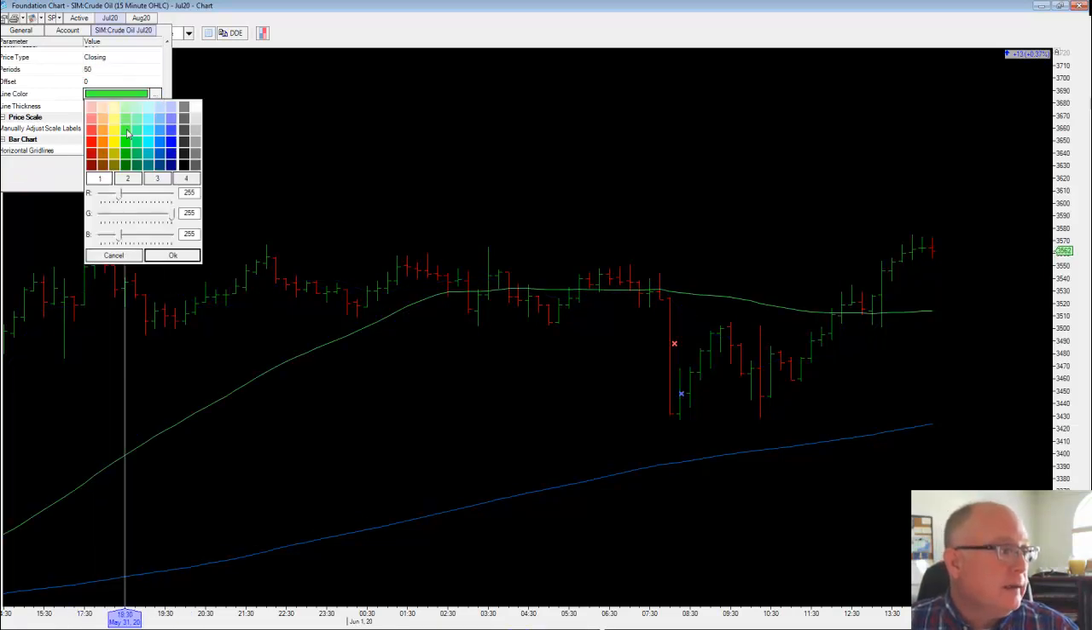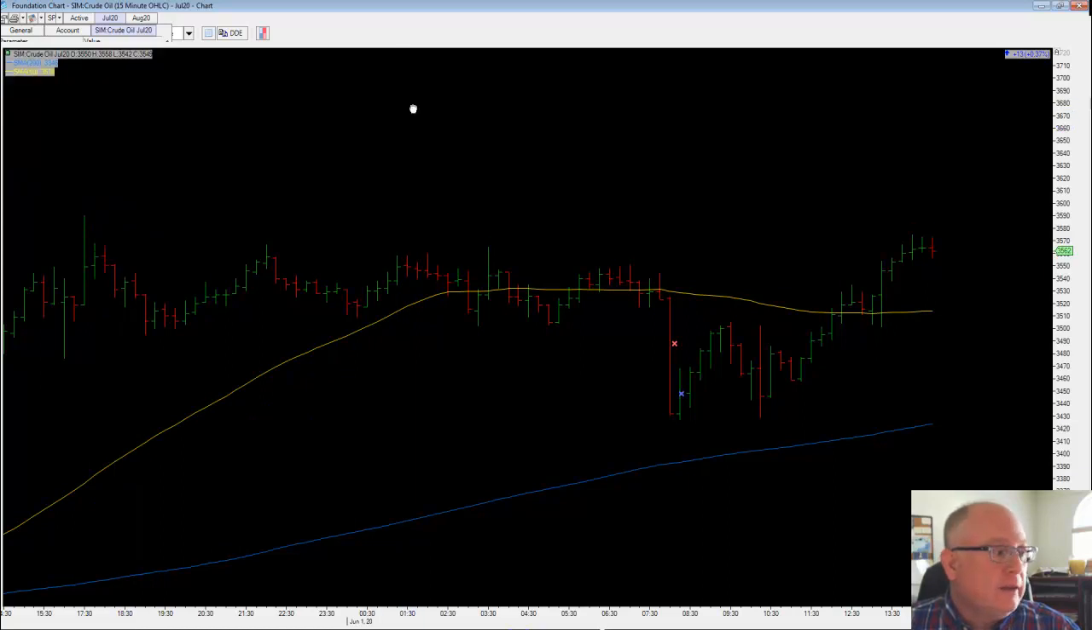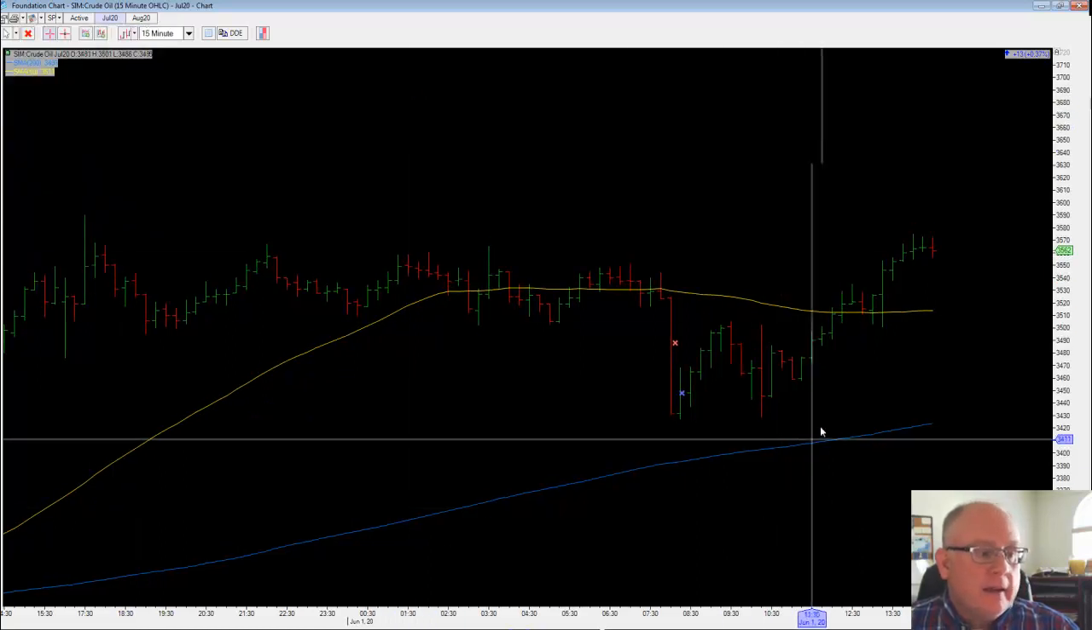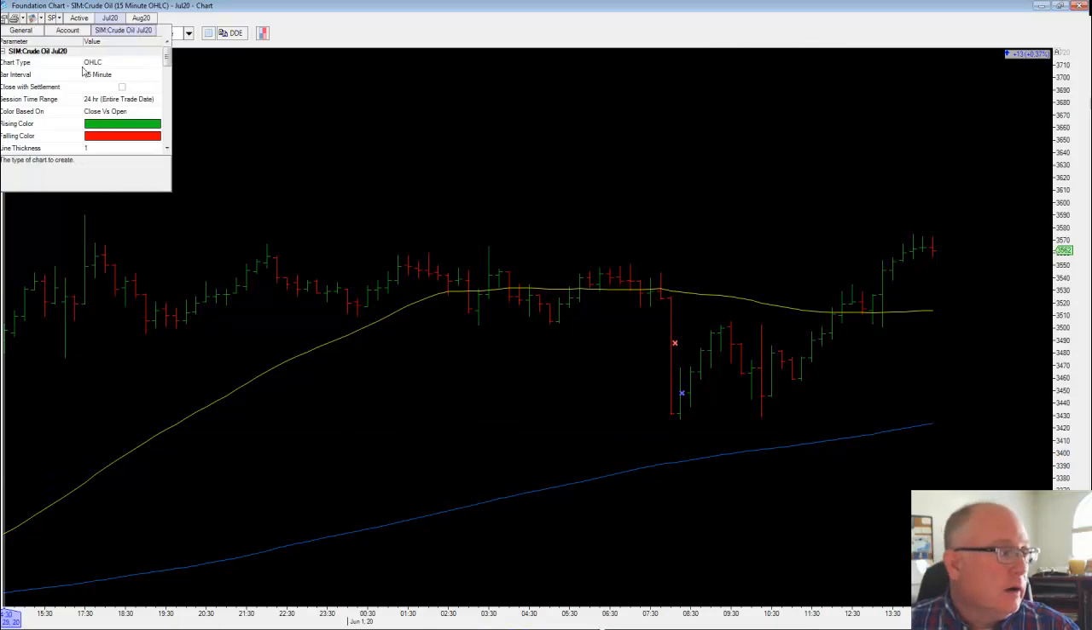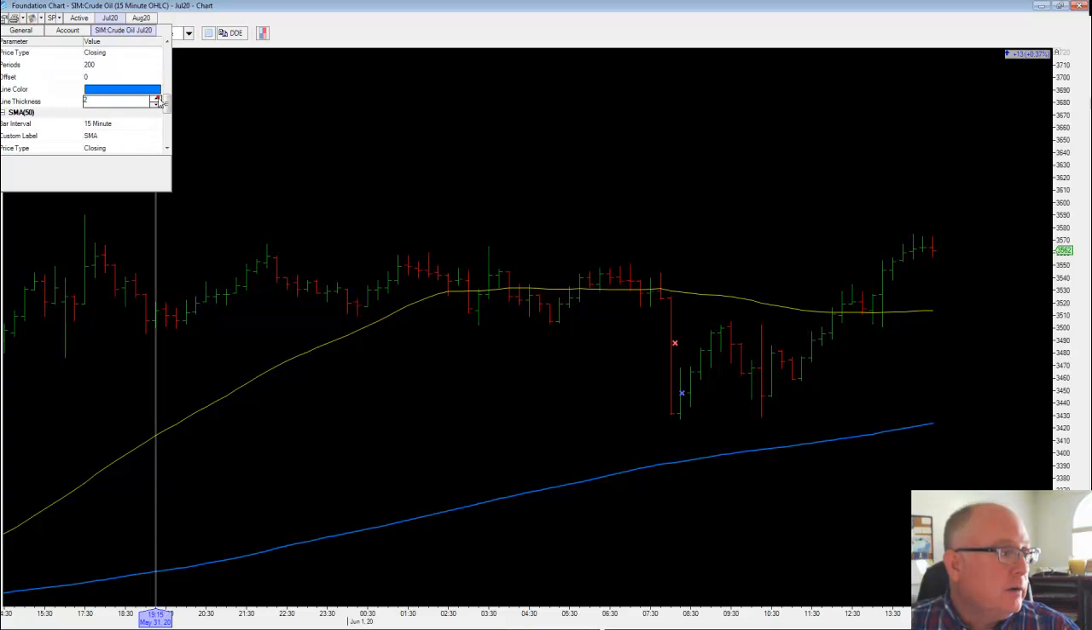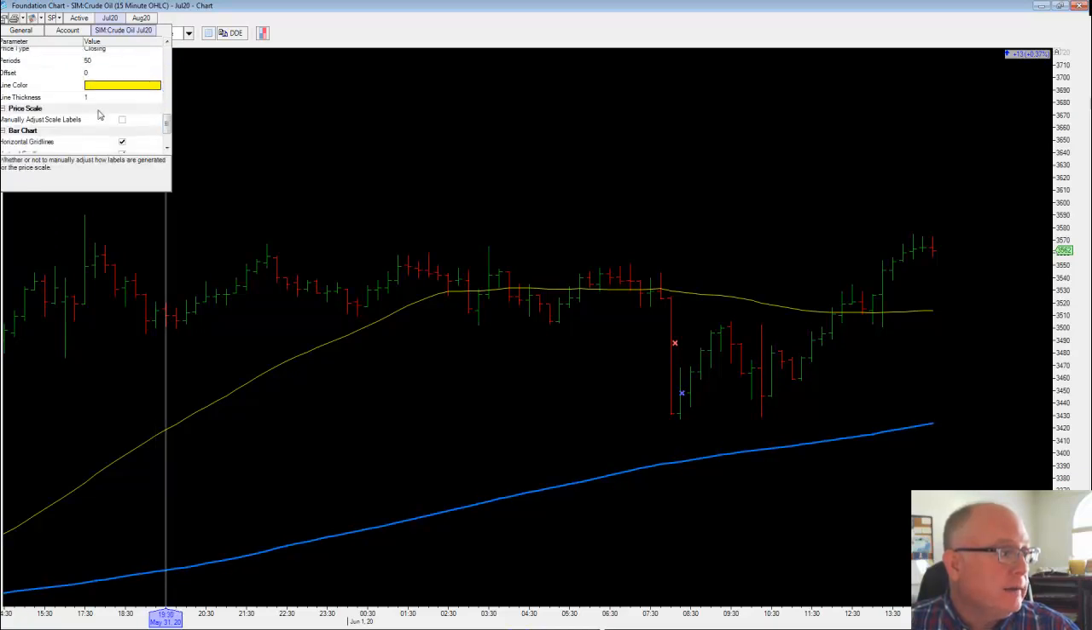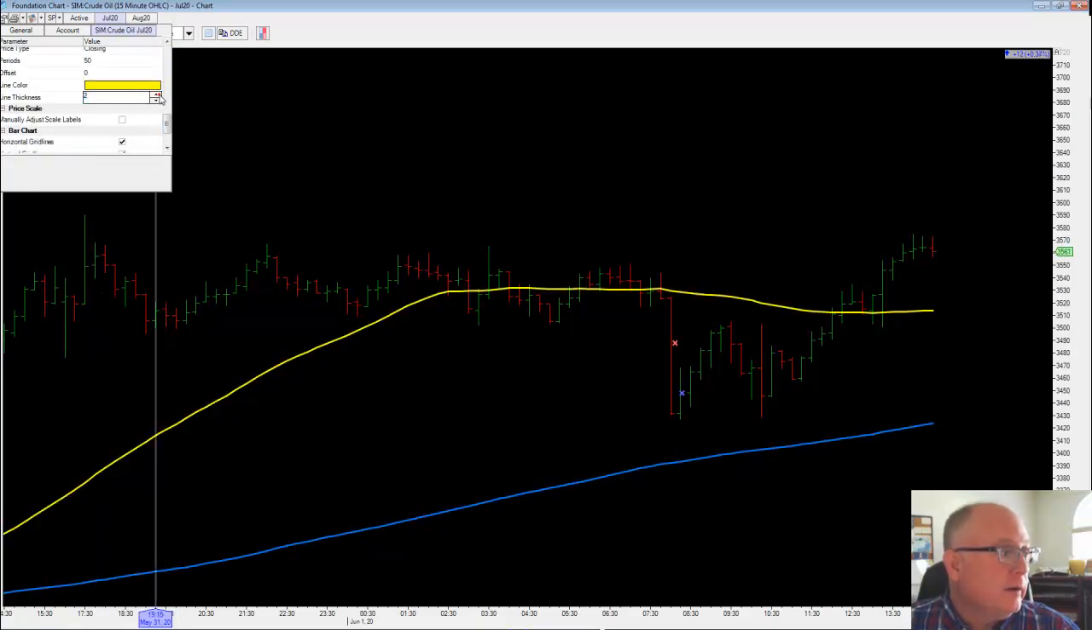I think that yellow is good, and then let's do one more thing to that. Let's make this line darker, or easier to see. So let's go to 3 on that, and let's make this one 3 as well.